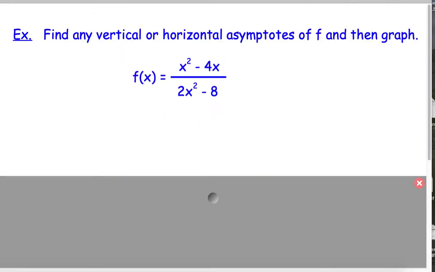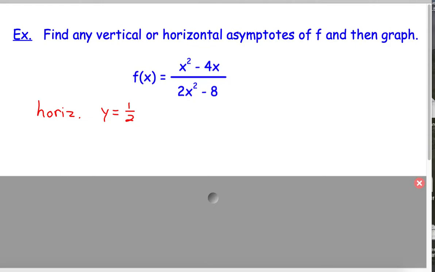All right, so now you try one, and it's a good idea to hit pause and give it a shot. Find any vertical or horizontal asymptotes for this function. All right, let's start with the horizontal asymptotes because that'll be quicker. We look at the degree in the numerator and the denominator, and the degree is 2. So the degree is the same, so it's going to be the ratio of the coefficients of those terms, which means we have a horizontal asymptote at y equals 1/2.